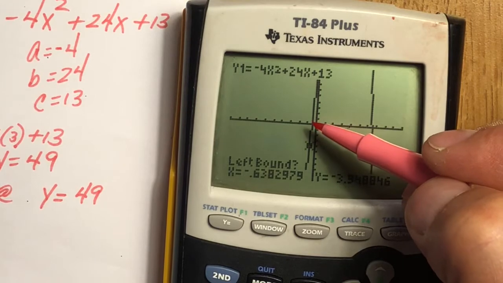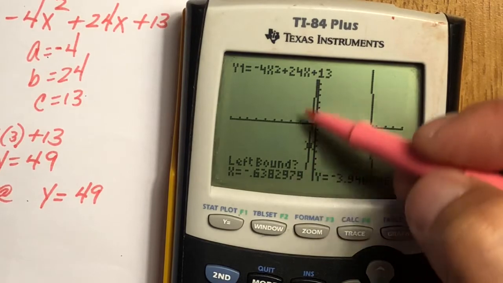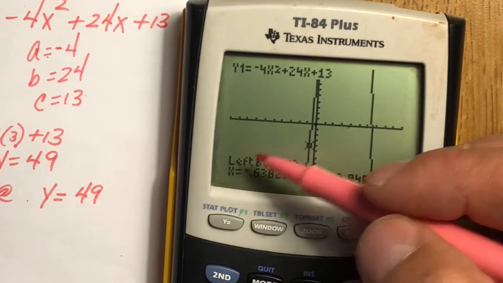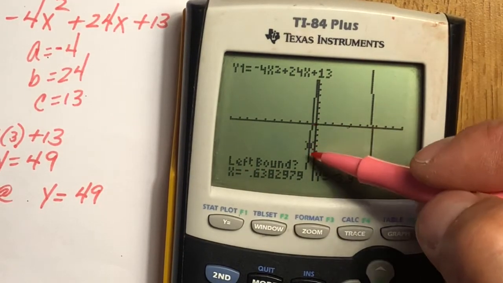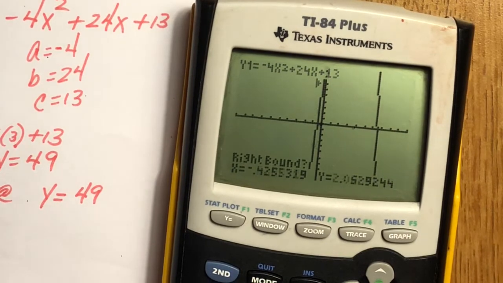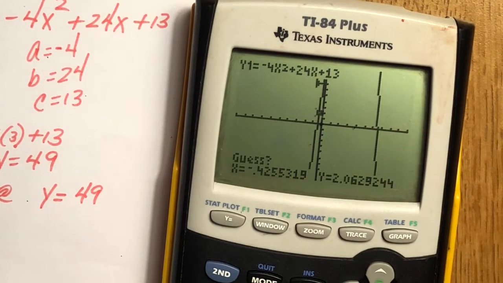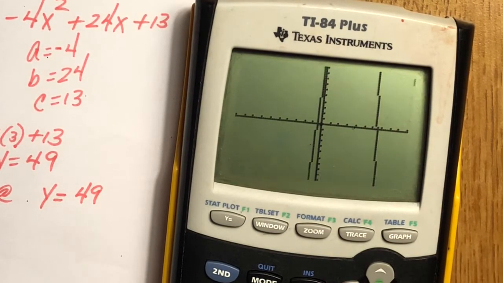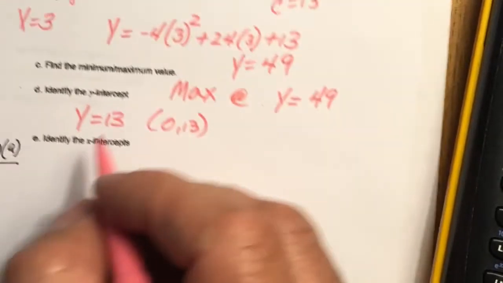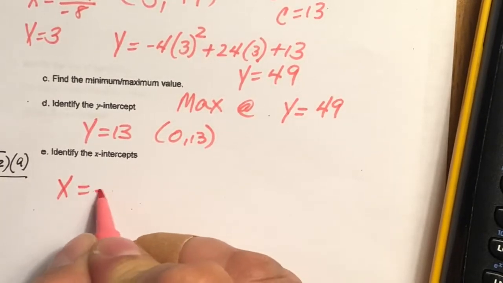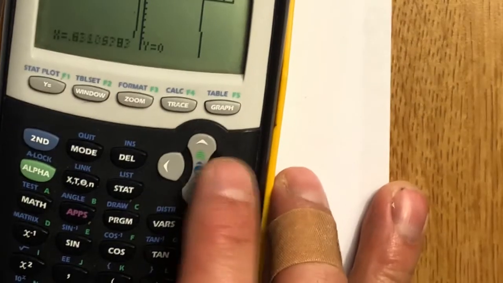Now, if I want to find that intercept, I need to tell my calculator where to look. Since the parabola is going in this direction from left to right, it says where's the left boundary? As long as I'm to the left of that zero, I can hit enter. Then it says where's the right boundary? Well, if this is the left, this is the right. Then it says guess. I just go in the middle, and there's my zero. So x equals negative 1/2.